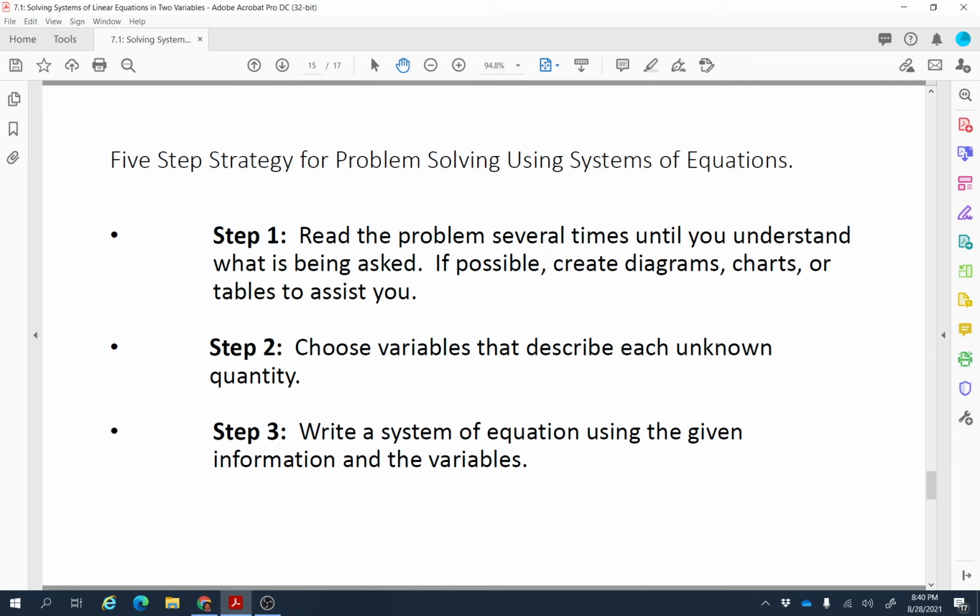Okay, now five steps. I'm going to talk while solving the word problem using the system of equations.